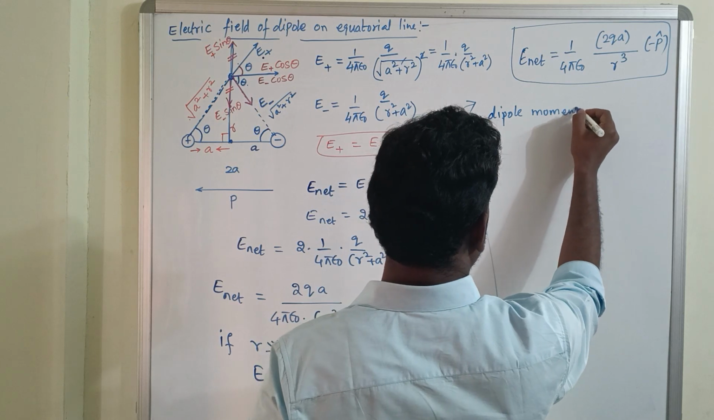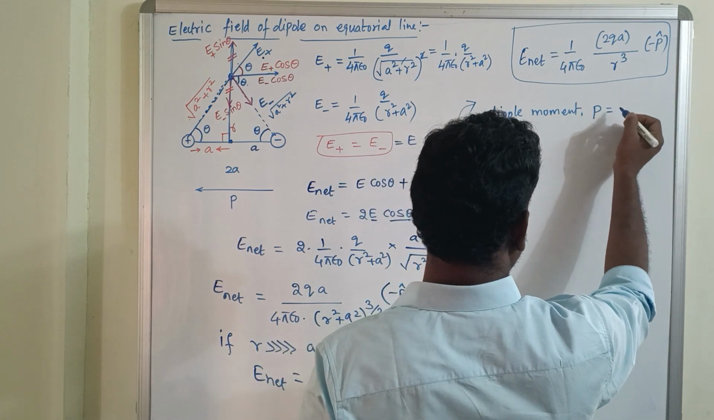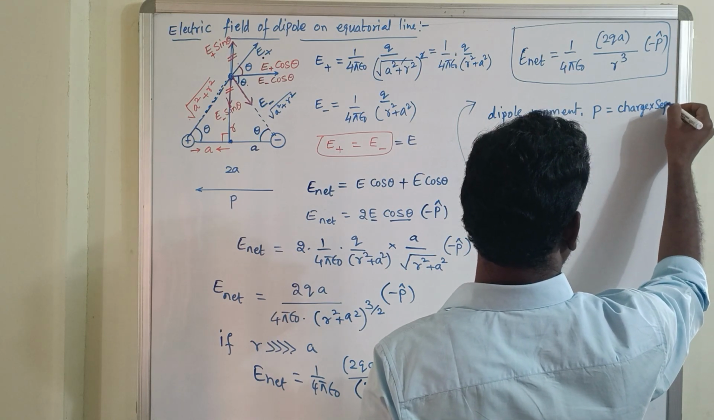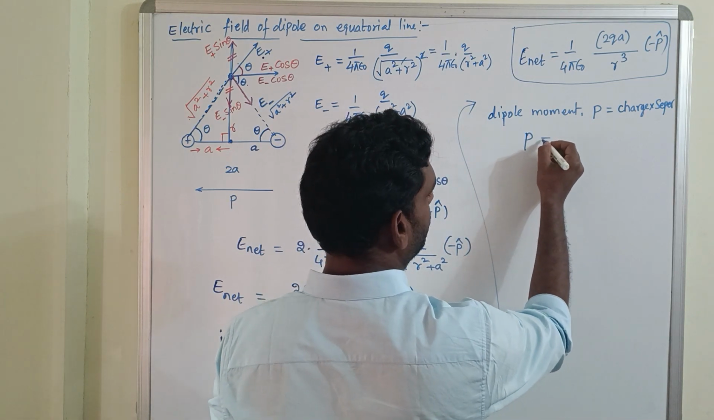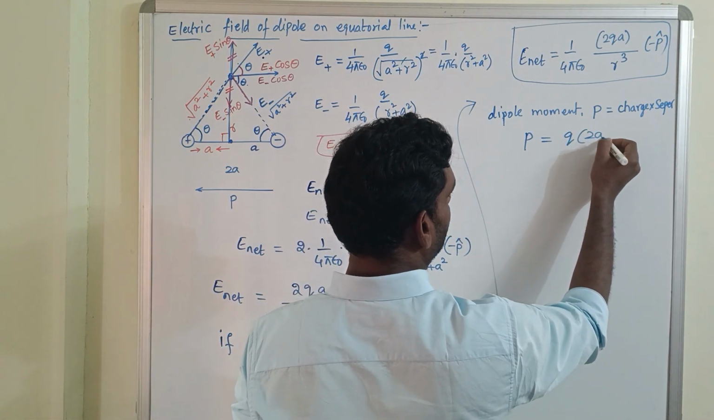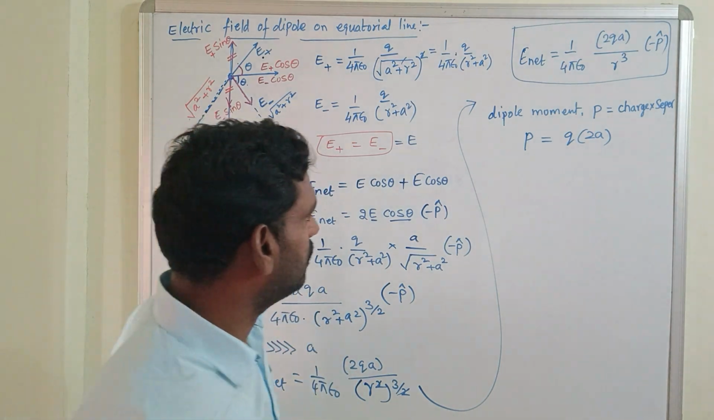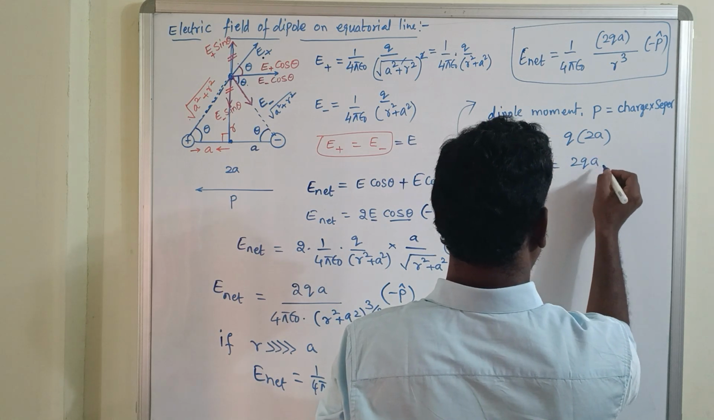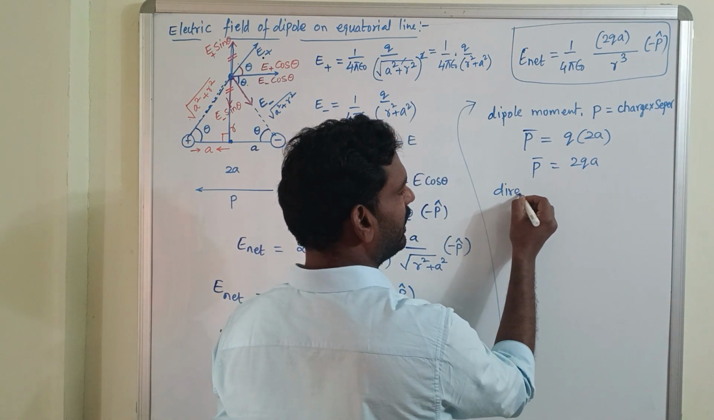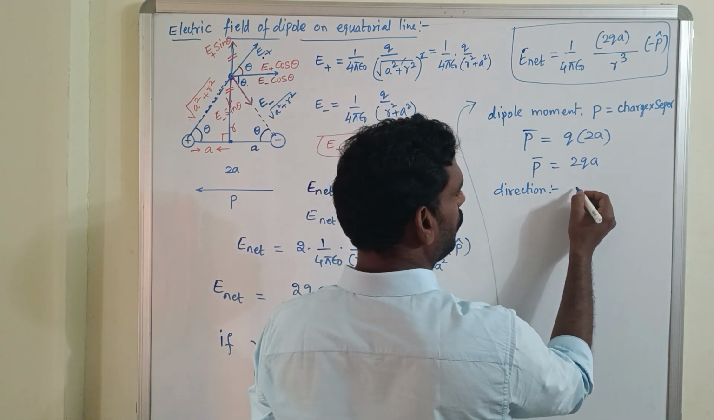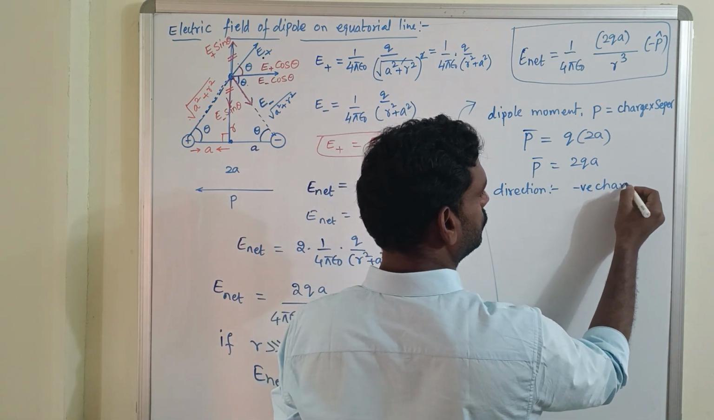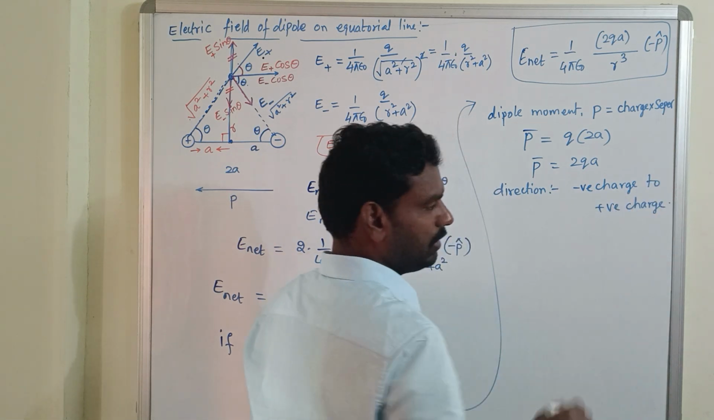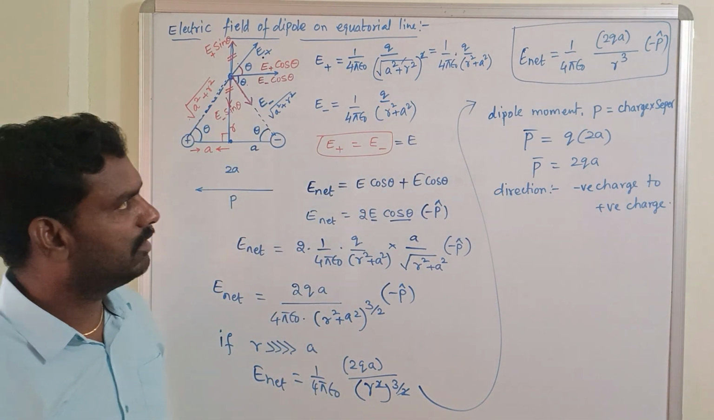Now I define the dipole moment. Electric dipole moment P is equal to charge into separation. Charge q into separation 2a, so 2qa is nothing but the dipole moment. It is a vector quantity. Magnitude is 2qa. What is the direction? The direction is from negative charge to positive charge.